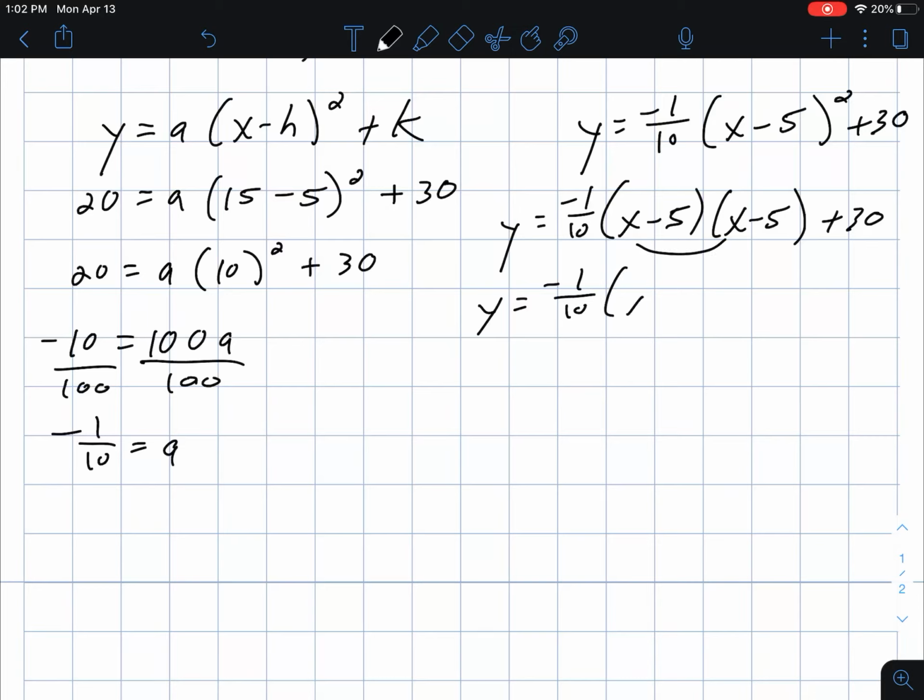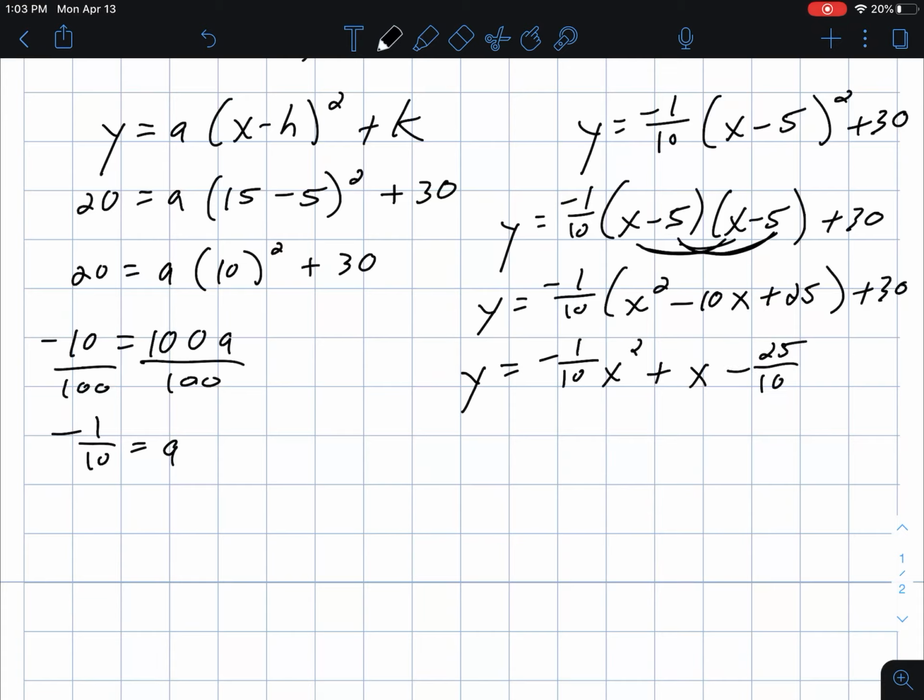That's going to be an x squared minus 5x minus 5x, so that's a minus 10x plus 25. And then you still have the plus 30 there. Okay, I'm going to go ahead and distribute my negative 1/10. So negative 1/10 x squared. Negative 1/10 times negative 10 is a positive 1x. And then this would be a minus 25 over 10.